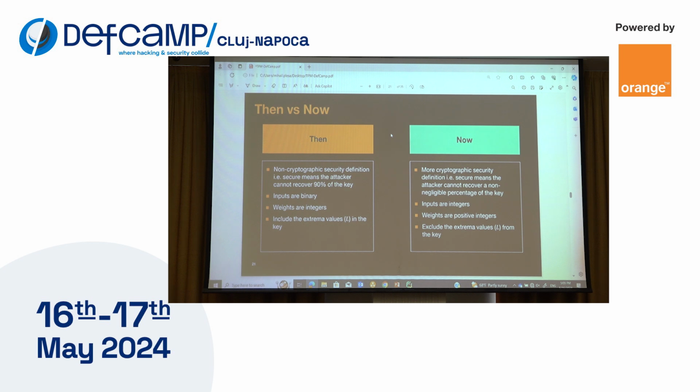Then we had the inputs that were binary. So initially when those types of networks were designed, the inputs were binary. Now we work with inputs that are weights. Also, the weights were integers. So in the initial form of the protocol, the weights are allowed to be negative. Now we work only with positive weights. And the most important thing is that in the initial form of the protocol, in the shared key there were also included the maximal values. You'll see in the demo part about these maximal values. Now we exclude the maximal value from the shared key. And the most important point of this comparison is the security definition.